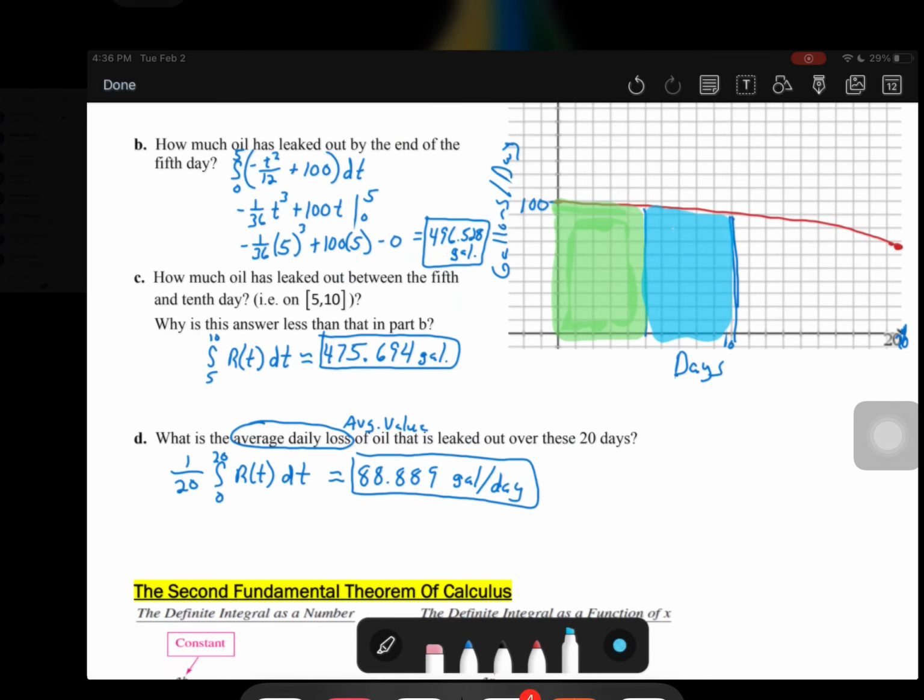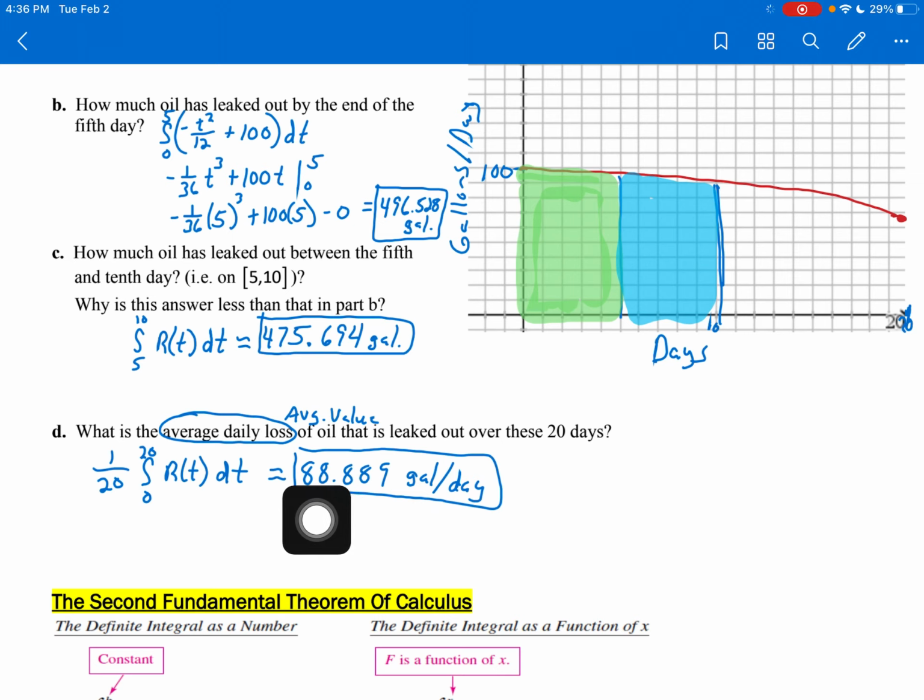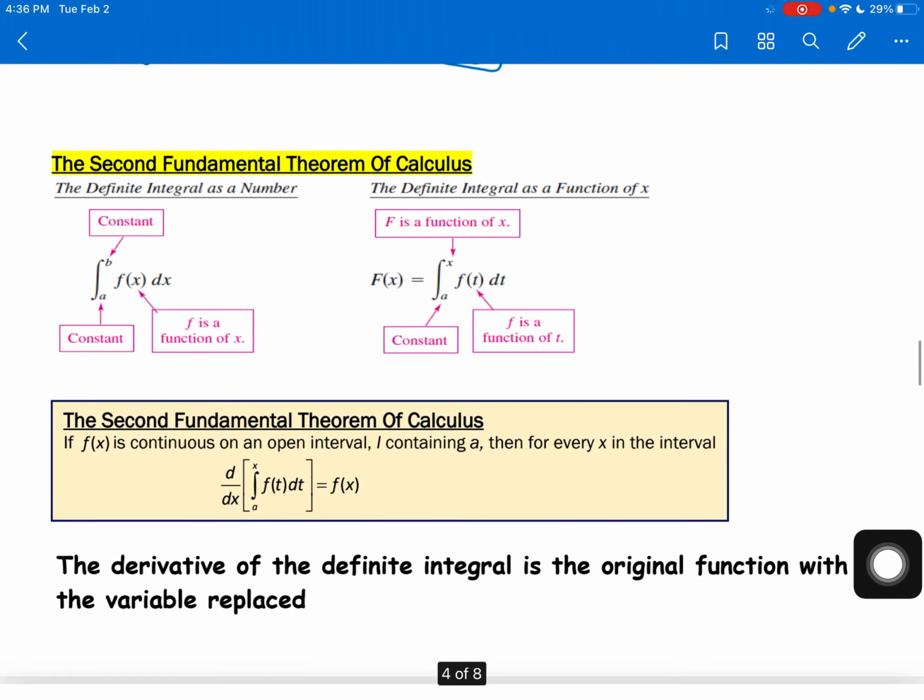88.8889, and you can either round or truncate. So I rounded up, I guess, 88.889. Okay, gallons per day. Because again, I'm dividing. So this was just gallons, but this is divided by 20 days. So it puts it back as a rate. It's my average daily rate, right? Average daily loss. All right. So hopefully that makes sense.